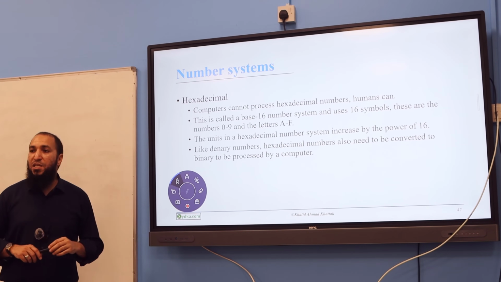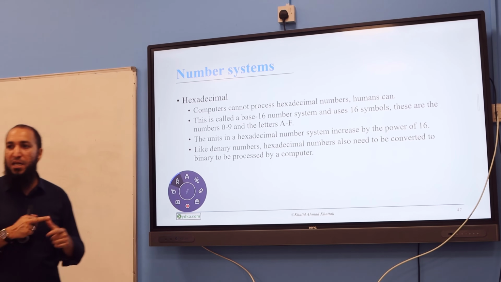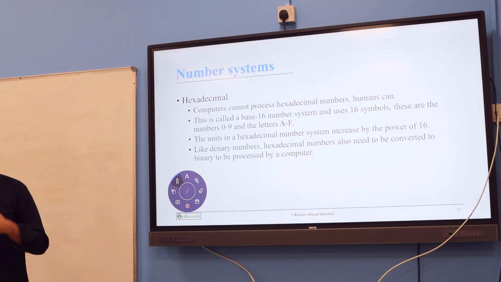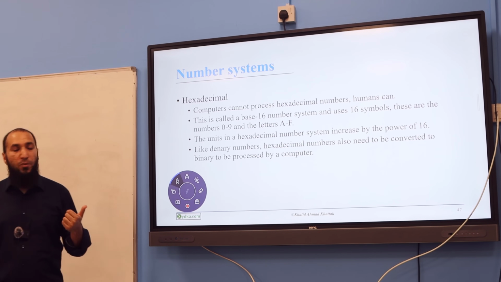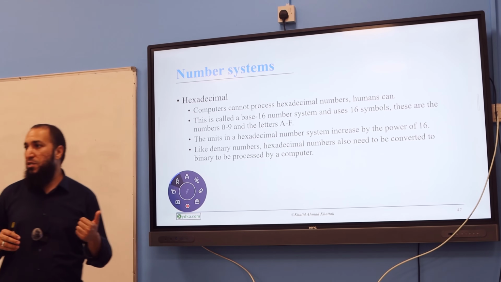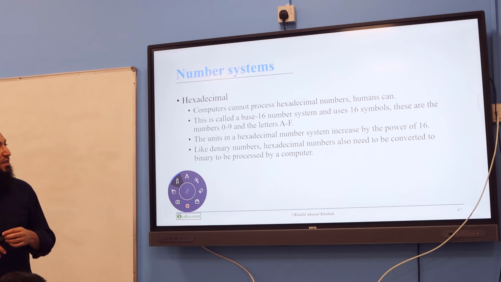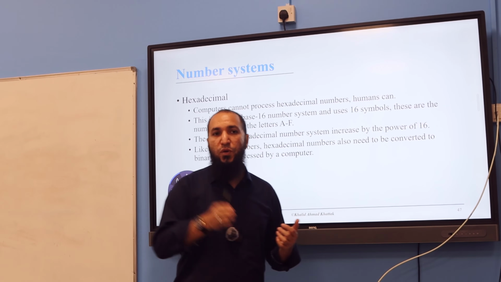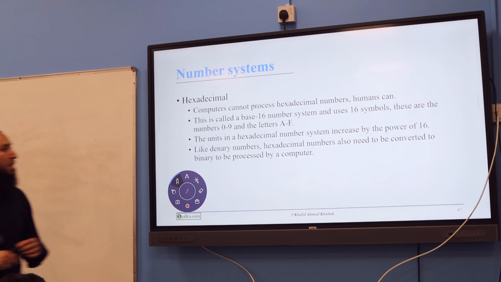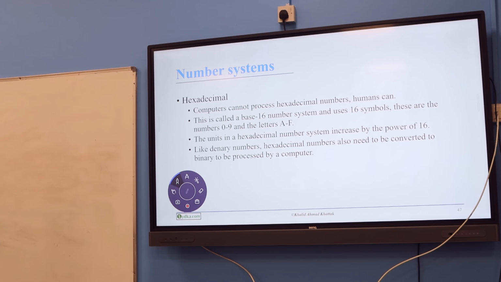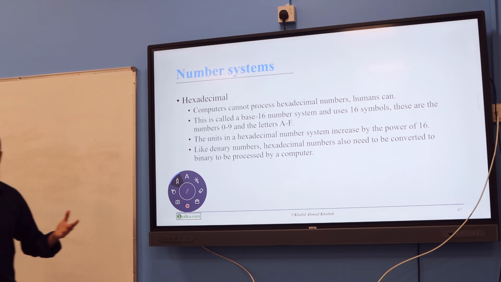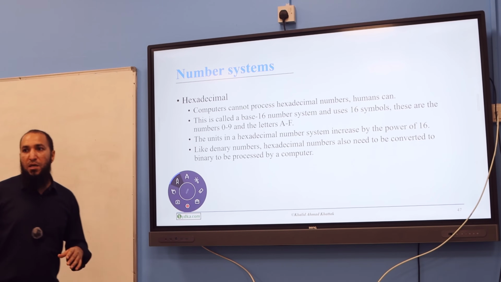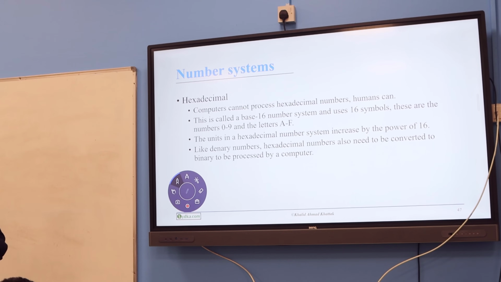This is a base 16 number system. So far we have done base 10 and base 2, and base 16 uses 16 symbols. They are 0 to 9, the normal numbers, and A to F, characters of the English alphabet. The unit in hexadecimal increases by powers of 16. Remember, in binary it was powers of 2, and in denary powers of 10. Like denary numbers, hexadecimal numbers also need to be converted. Anything apart from binary has to be converted to binary for the processor to process it.